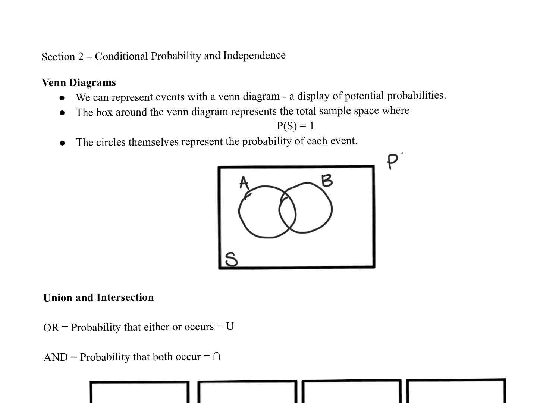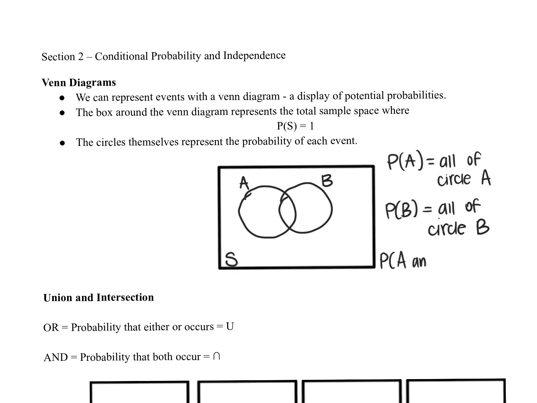So when we're reading it, the probability of A is all of circle A. That includes any overlap it shares with circle B. And then the probability of B is all of circle B, also any overlap it may share with A. And then the probability of A and B is the overlap.